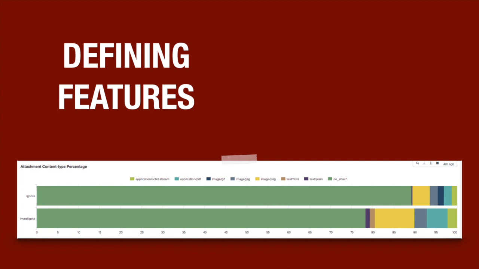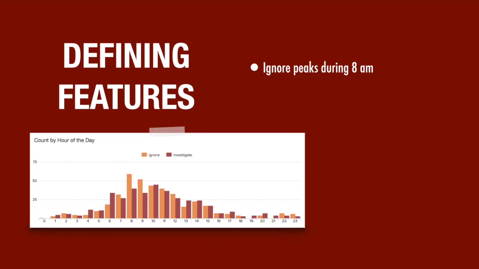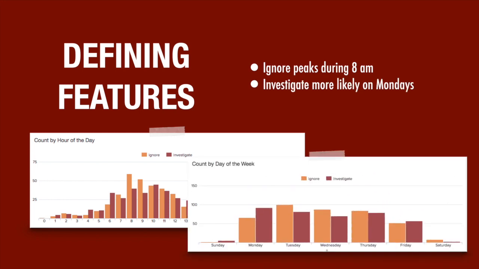On this visualization, the green represents when no attachment is sent. From this we can gather that investigate emails arrive with attachments more often. Though less distinguished but still interesting, looking at arrival day and times, we can see that ignore emails like to hit inboxes during the 8 a.m. hour, while investigate emails start strong at the beginning of the week and slowly tail off.